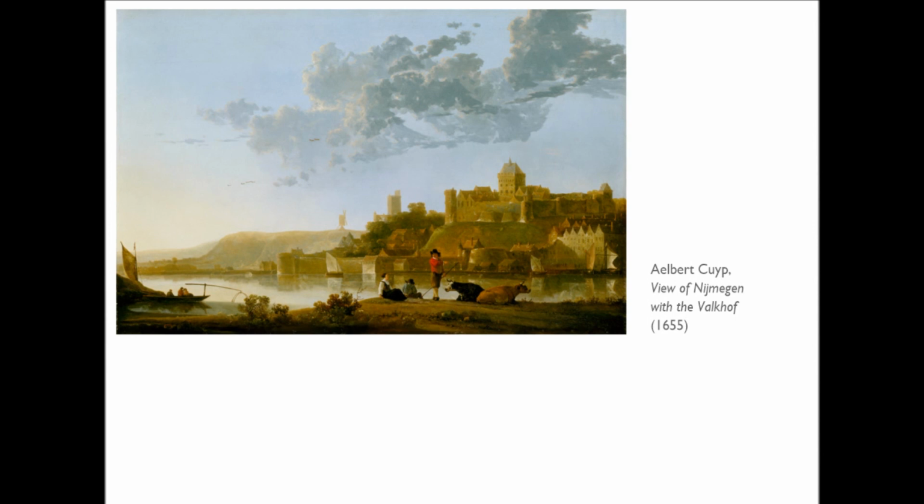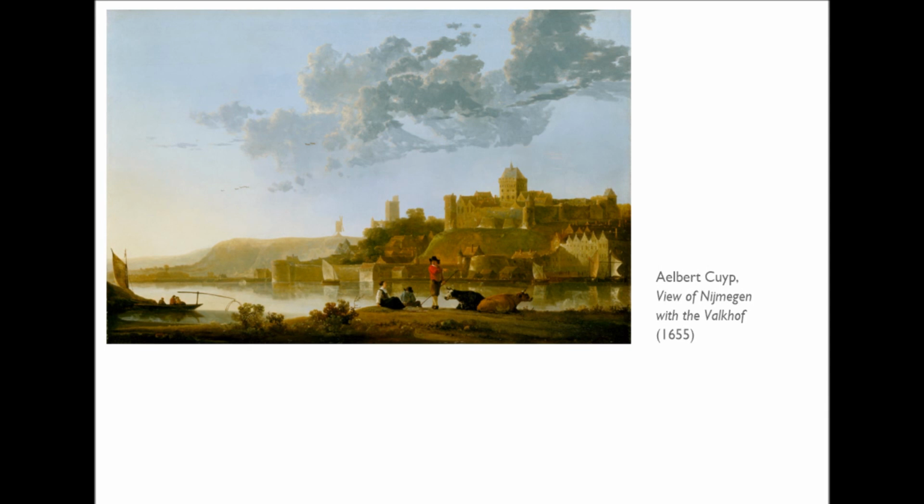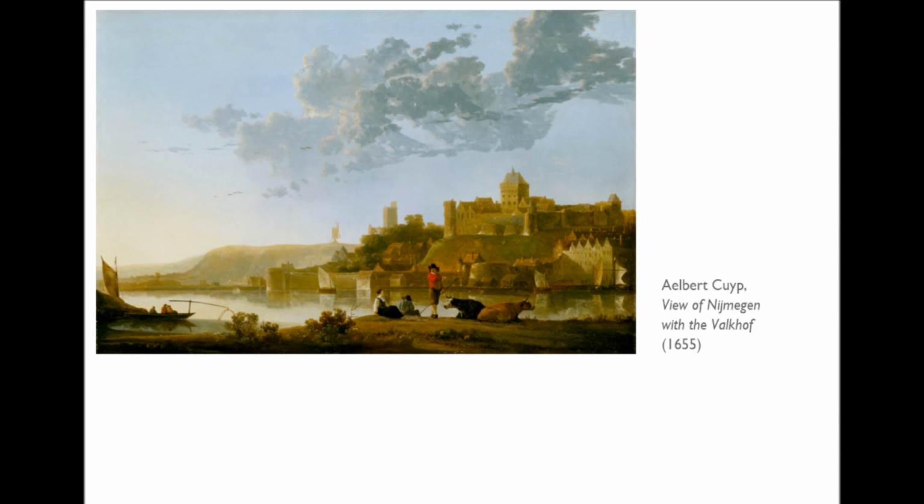Albert Cuyp here has a sense of southern light and handling of tone in the clouds, which preludes the later classical phase in Dutch landscape, but the subject matter of the windmill and the Valkhof are quintessentially Dutch national symbols.